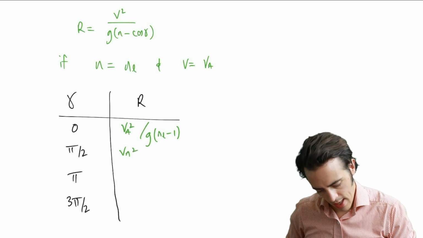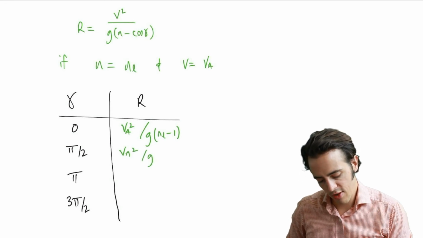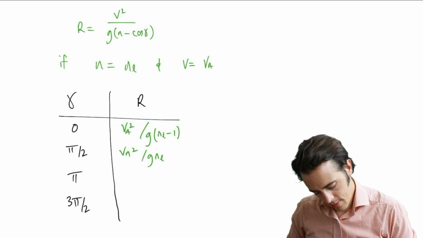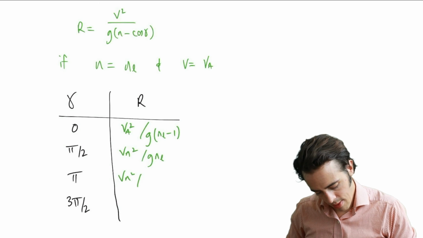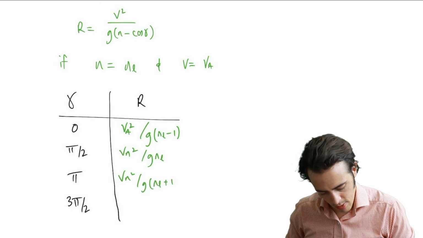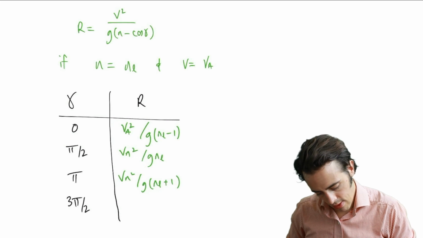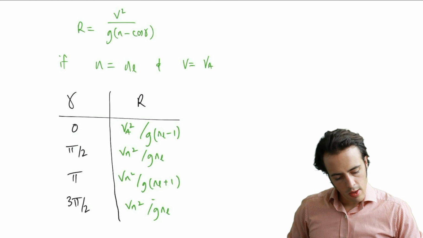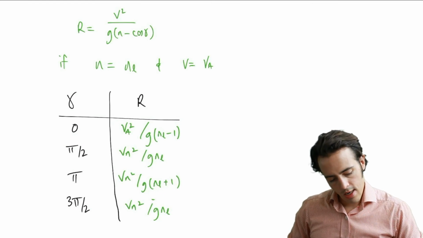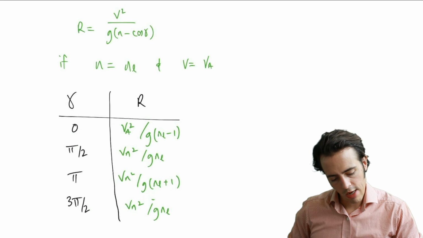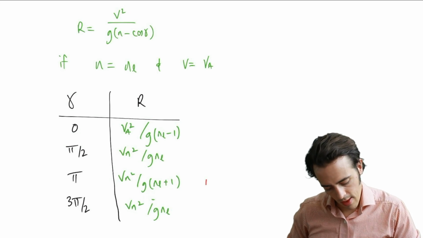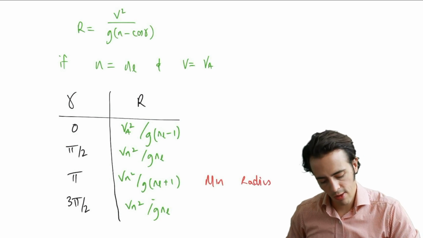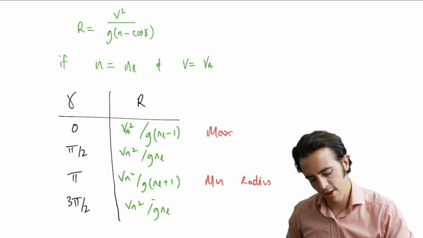Here we've got VA squared divided by g. Now cosine gamma of pi on 2 is equal to nothing. Here we've got VA squared divided by g times NL plus 1. And then here we've just got the same load as before. So we can appreciate that the denominator is largest here, so we're going to have our lowest turn radius. So this is the min radius. And our maximum radius, we already know, occurs at the entry to the loop.